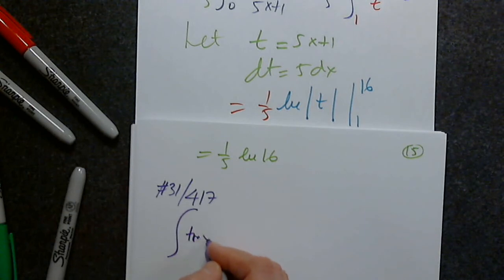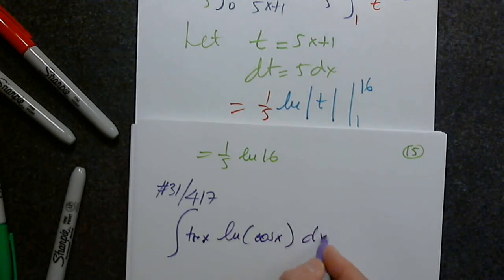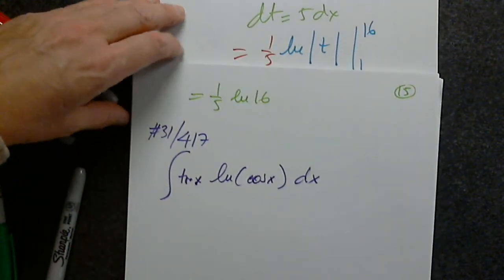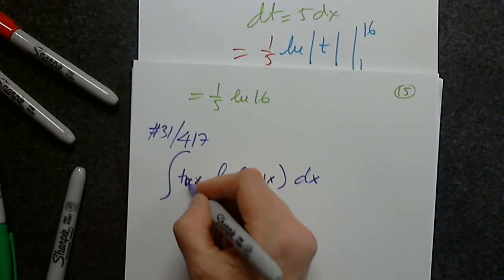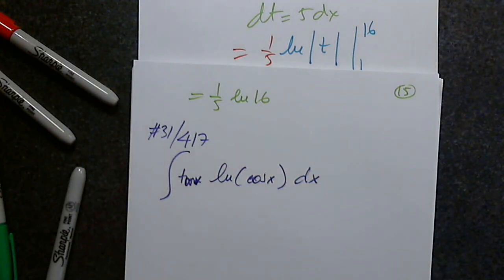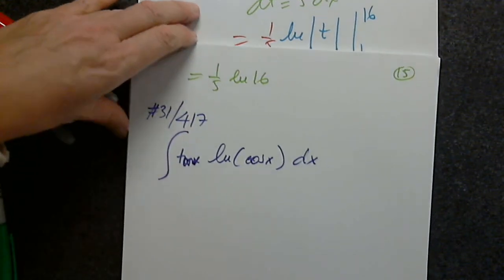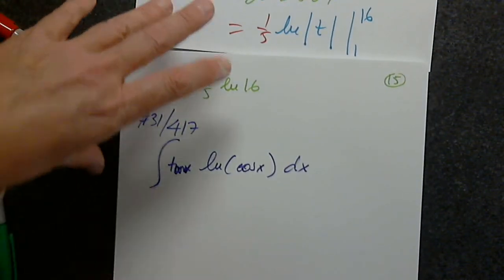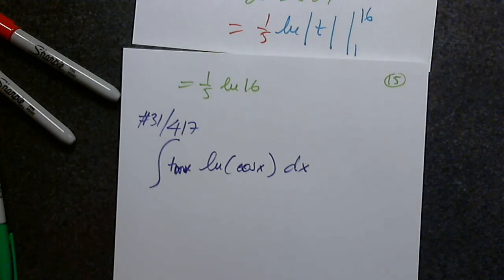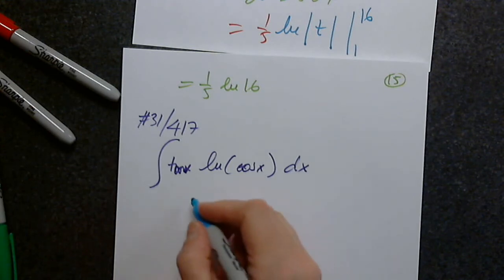So the integral of tangent x times natural log of cosine x dx. Well done. Great job. Tangent x times natural log cosine x. Okay, what do you think? Well, our first thought, don't write it just yet, we're talking about it. First thought would be u equals cosine x, right?